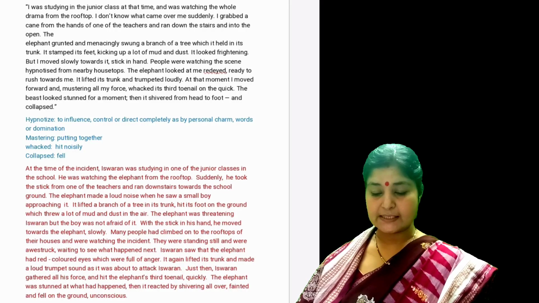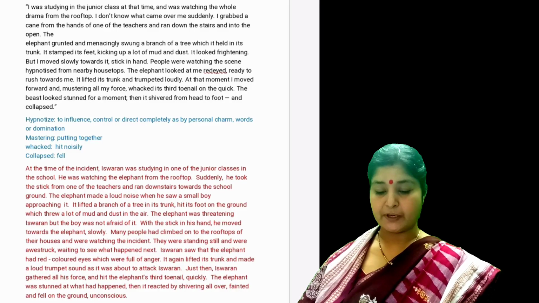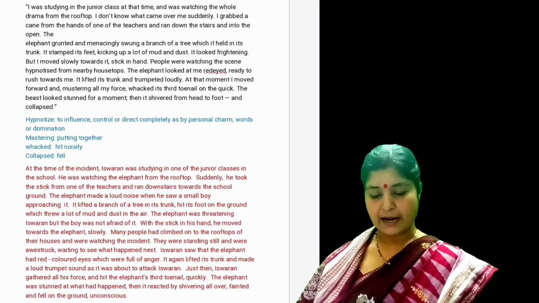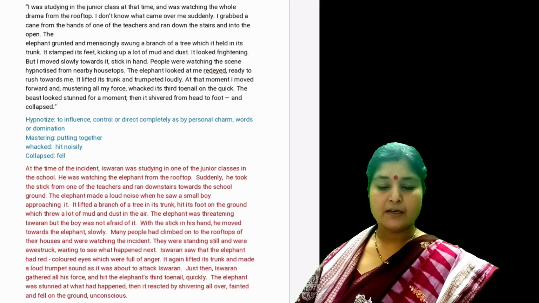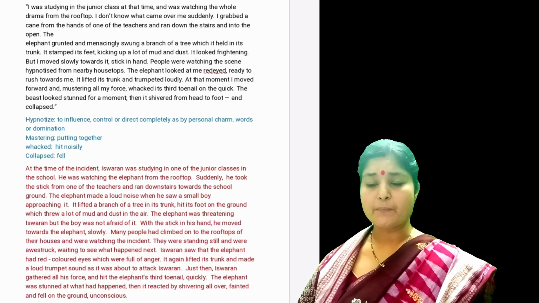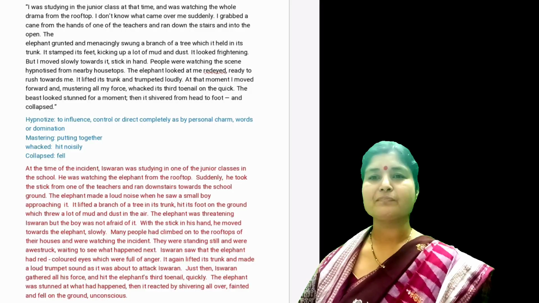People were watching the scene, hypnotized, from nearby housetops. The elephant looked at me red-eyed, ready to rush towards me. It lifted its trunk and trumpeted loudly. At that moment, I moved forward and, mustering all my force, whacked its third toenail on the quick. The beast looked stunned for a moment. Then it shivered from head to foot and collapsed.